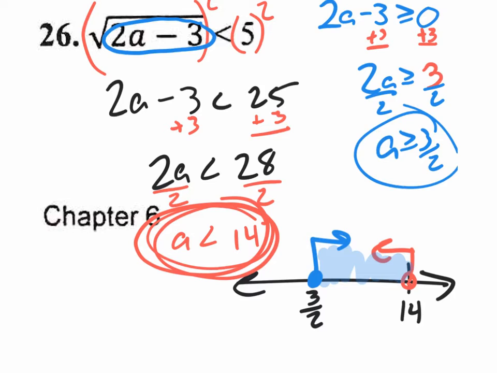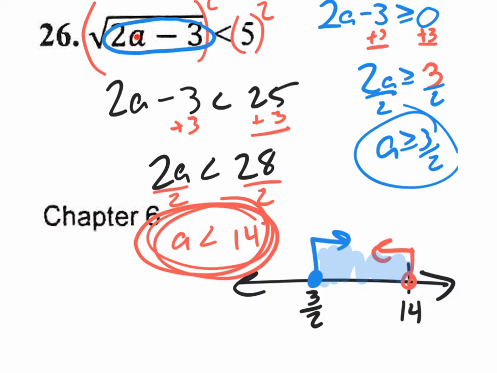So let's pick a value that I could plug in here between 1.5 and 14. Give me any number you want from here. 0. 0 would be on the outside, right? 1. Okay, 7. Let's plug in 7.